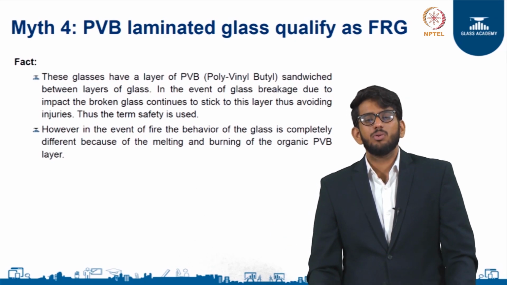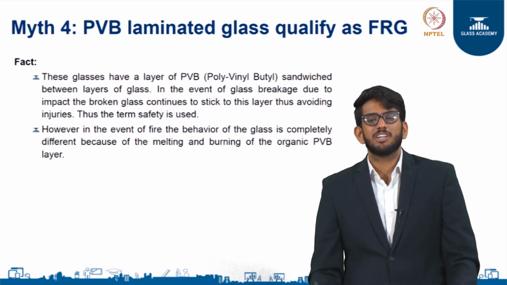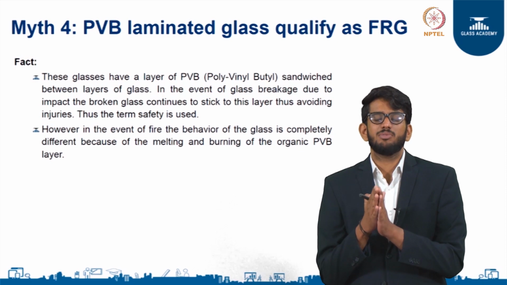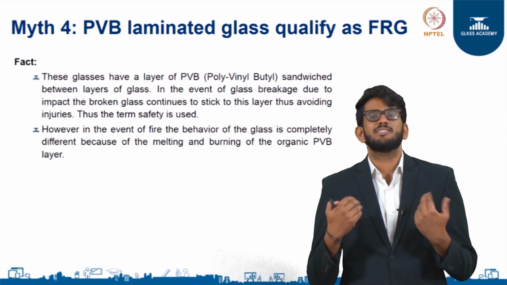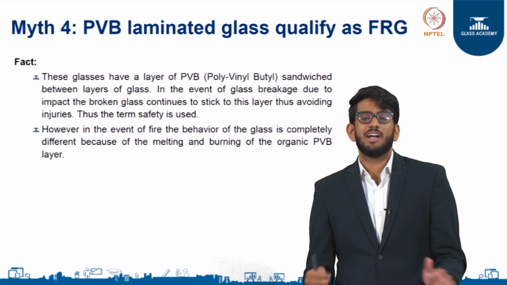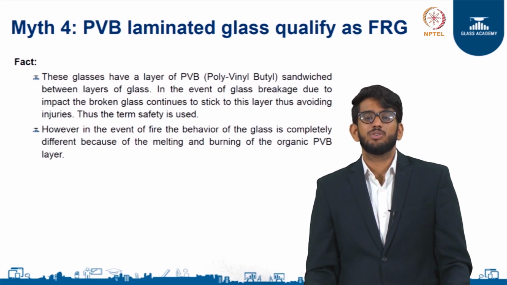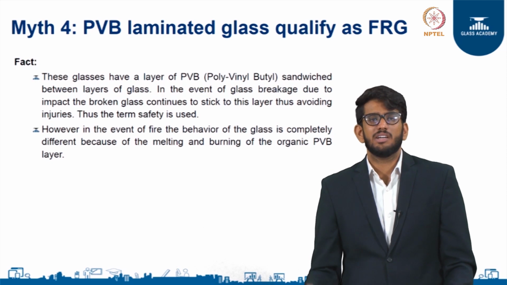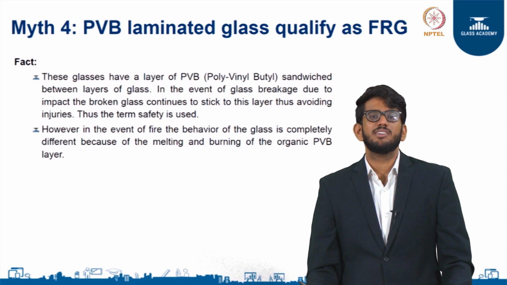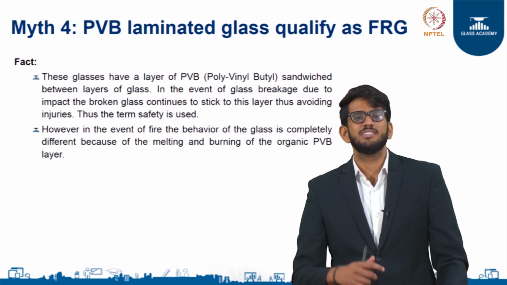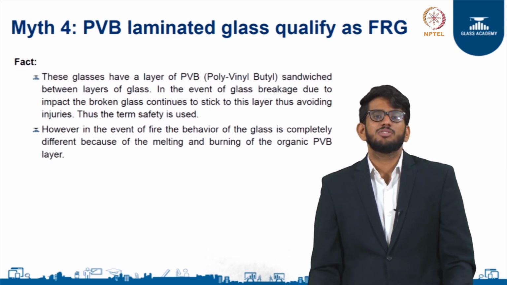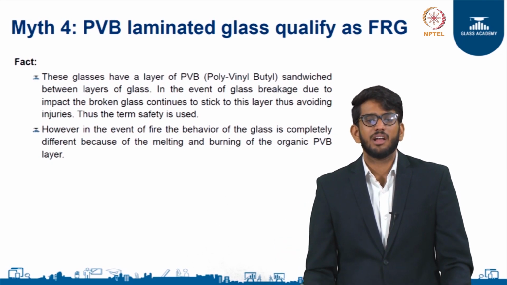But what people fail to understand is that a PVB laminated glass comprises layers of polyvinyl butyral sandwiched in between layers of glass. The whole purpose of adding a layer of polyvinyl butyral as a sandwich in between the two layers of glass is to make sure that if there is an impact on the glass, the broken glass pieces stick to this interlayer, thus avoiding injuries. So that is how the term safety glass was coined.